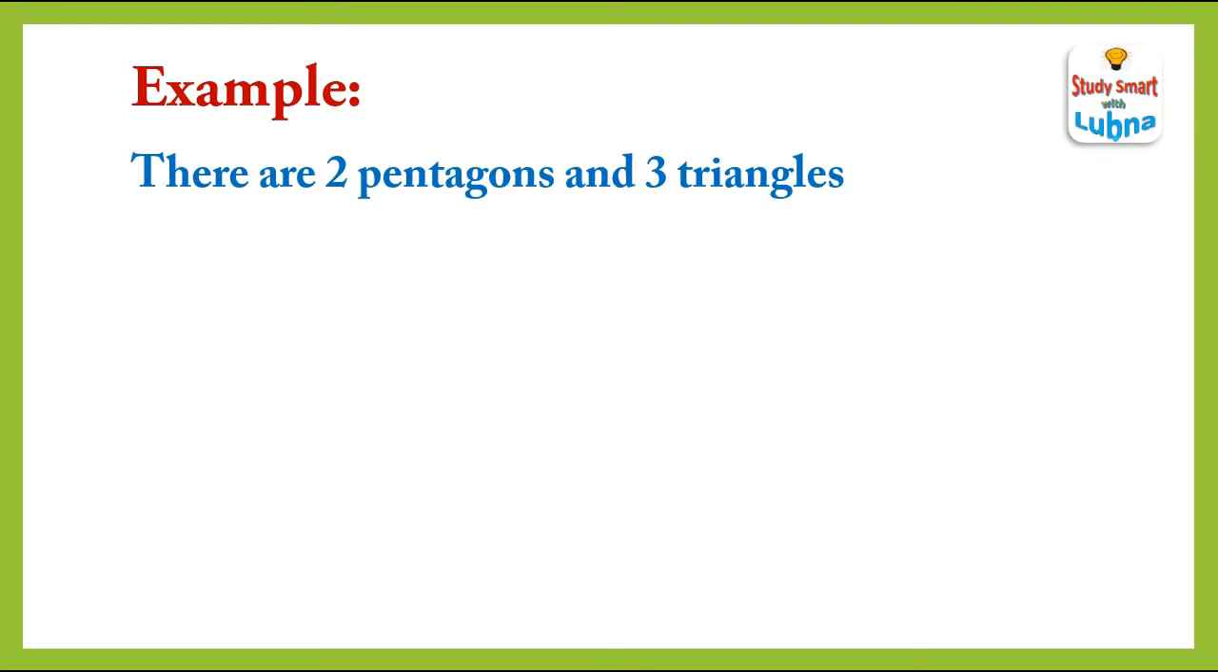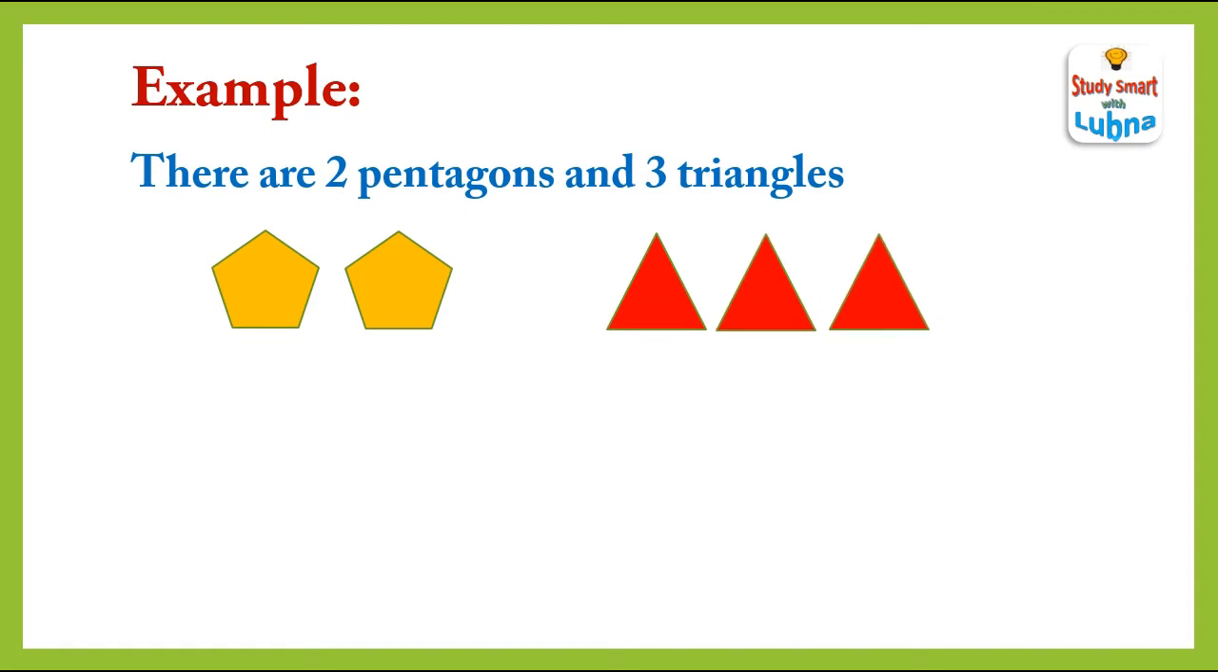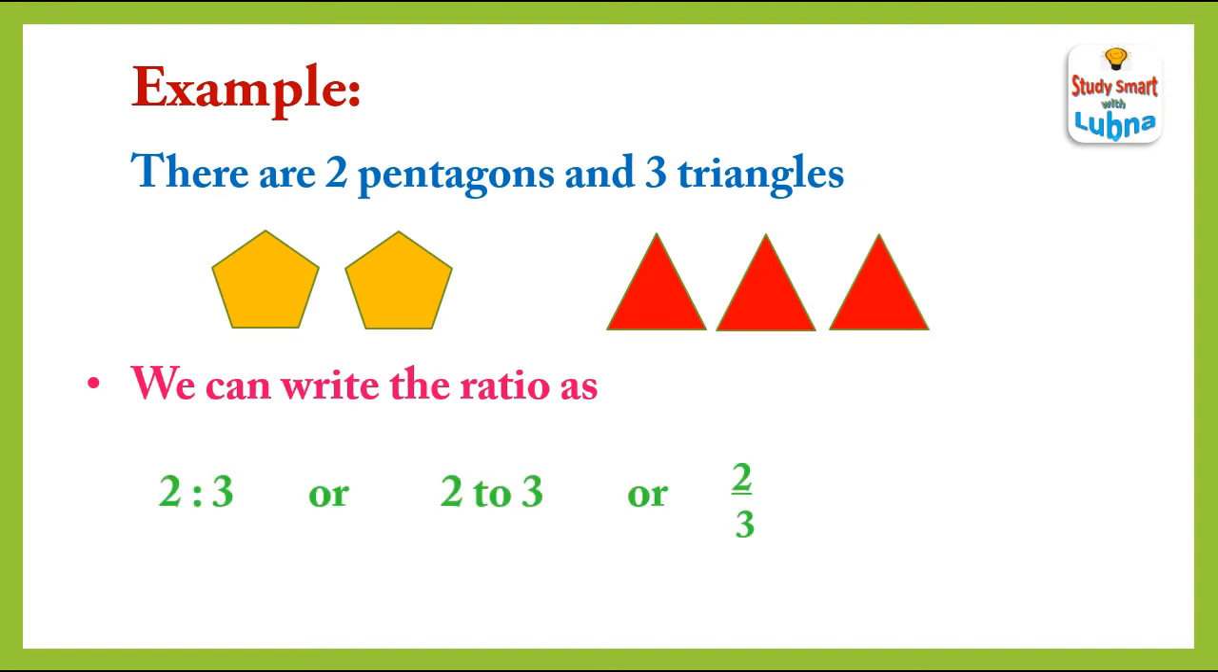For example, there are 2 pentagons and 3 triangles. So what is the ratio of the pentagons and triangles? We can write the ratio as 2 to 3, or 2:3, or 2/3. These are the three different ways to write a ratio.